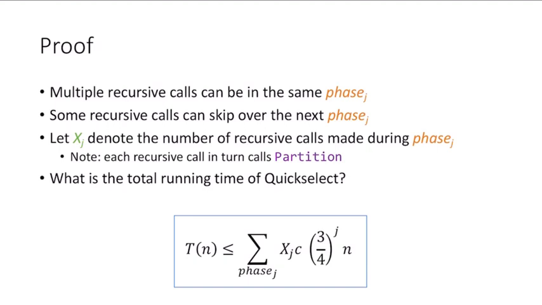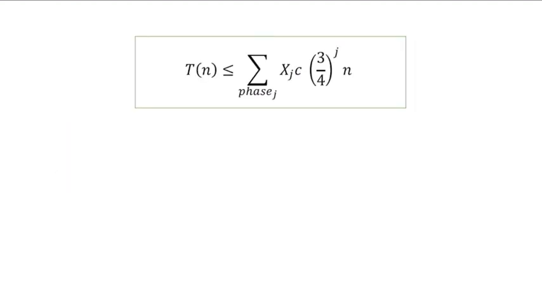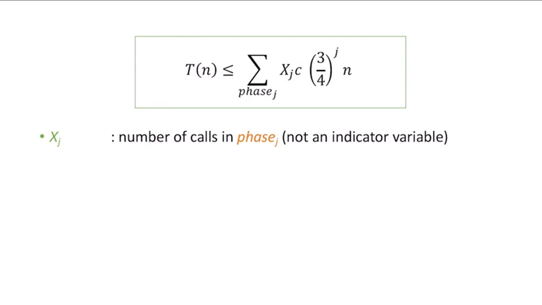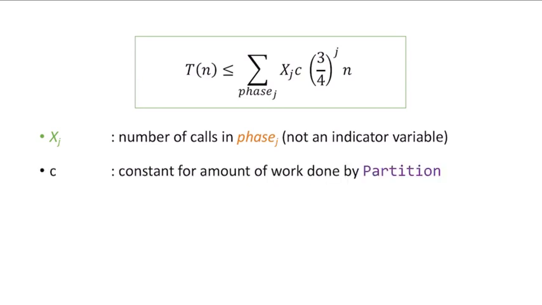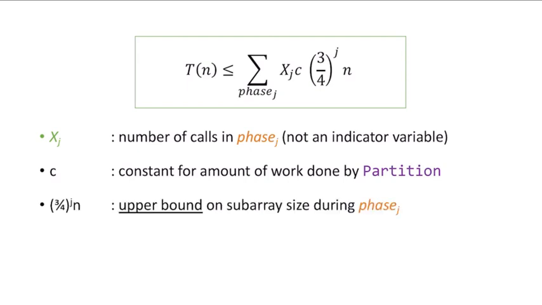xj denotes the number of calls. Let me just put this all out there together. So xj is the number of calls in a phase. It's not an indicator variable, so we could have 0 calls in a phase, 1, 2, 3, 4, 5, 6, 7, 8, 9, 10. It depends on the input size again. C is a constant for the amount of work done by partition. So maybe partition does 10n amount of work. So C would be 10.